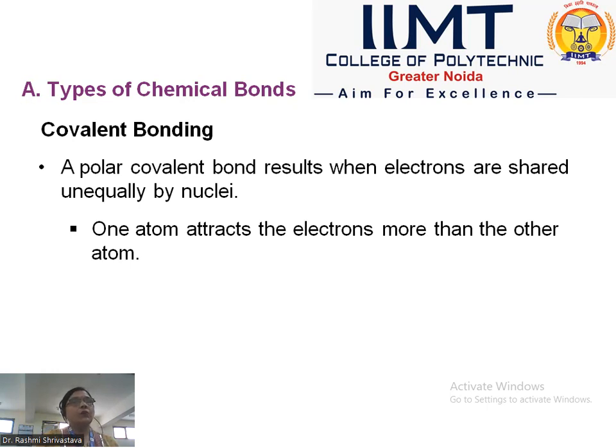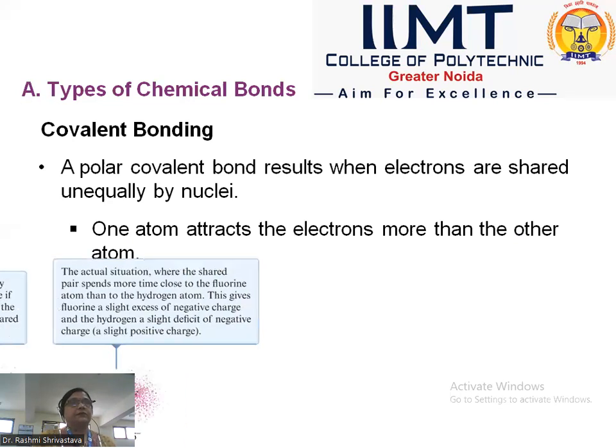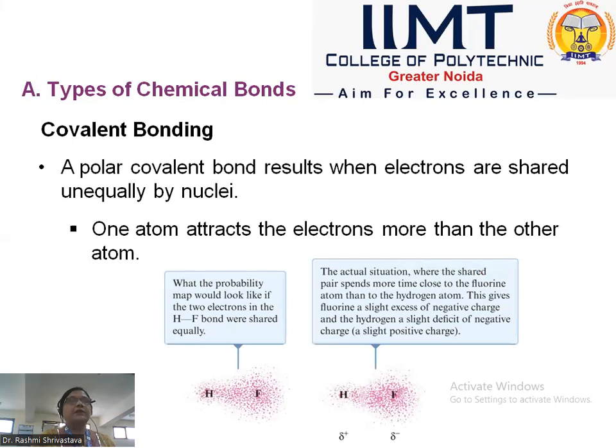When two non-identical atoms participate in covalent bonding, one atom attracts the electrons more than the other atom when their electronegativity difference is greater. If the theoretical approach is taken, the probability map would look like this if the two electrons in the hydrogen fluoride bond, which is a covalent bond between two non-identical atoms, were shared equally.